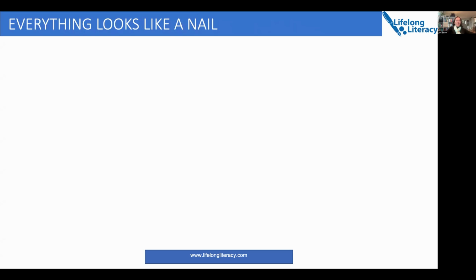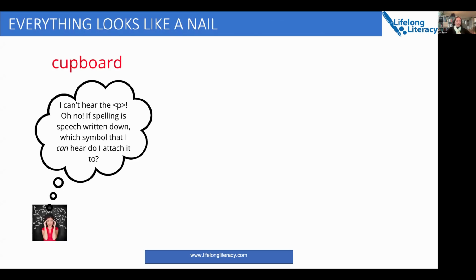So let's take the word cupboard. Let's do a practical example. Here's the word cupboard. Now, in a hammer approach, if all you have is that spelling is speech written down, then a teacher might go, oh, I can't hear the P. So if spelling is speech written down, if it's all complex code, which symbol that I can hear do I attach there? What am I going to do with this P, right?